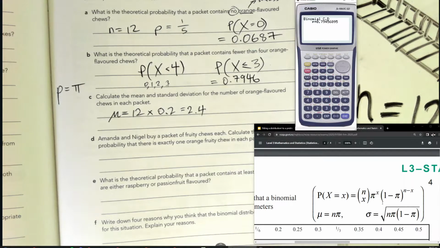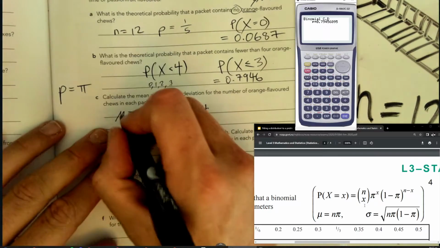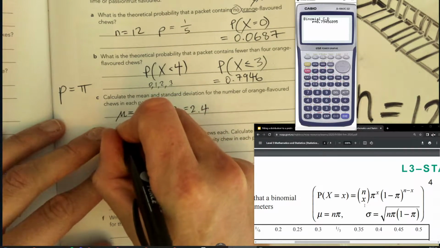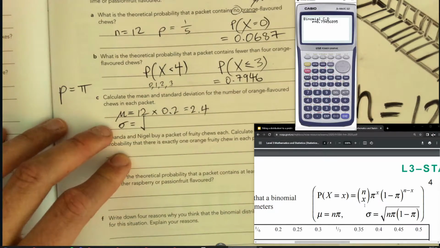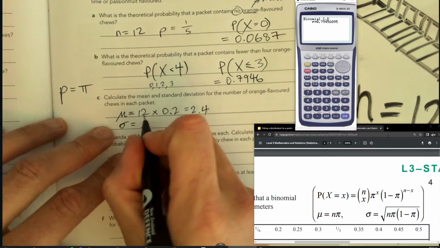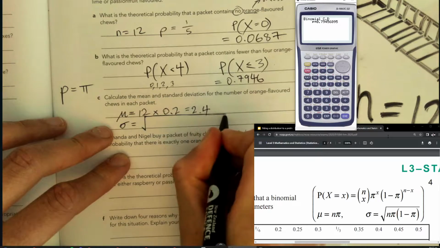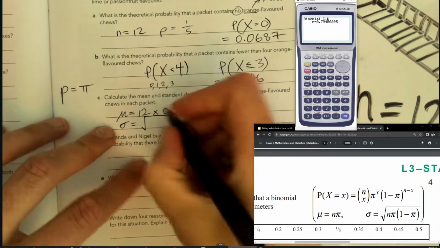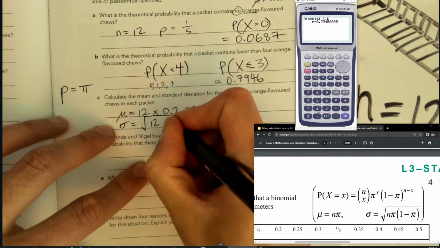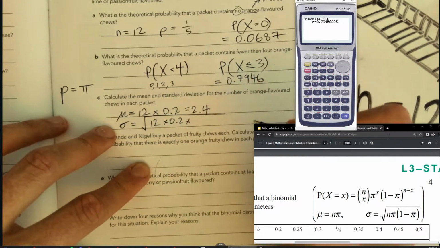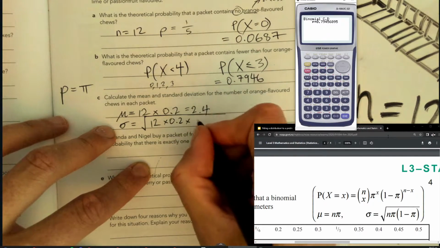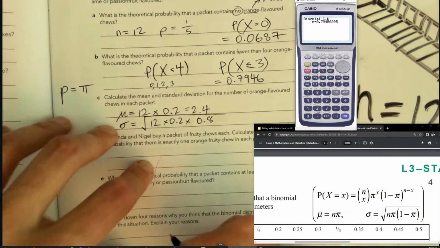it makes sense to me. Okay, so now what about the spread outedness, the standard deviation? So this time it's going to be a square root, so we're using this formula down here. It's going to be a big old square root, and inside the square root we're going to go n, which is 12, times the probability, which is 0.2, times 1 minus the probability, which is 0.8.